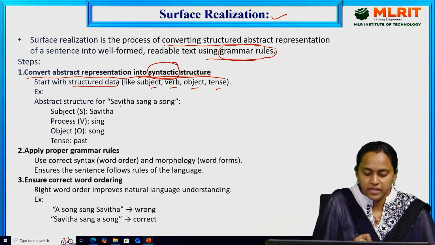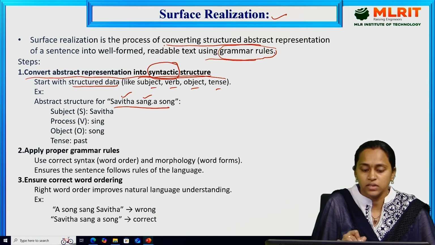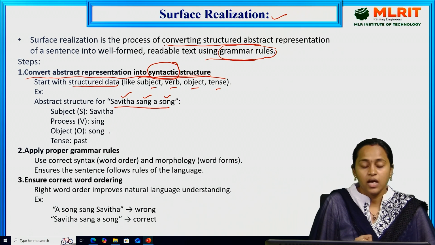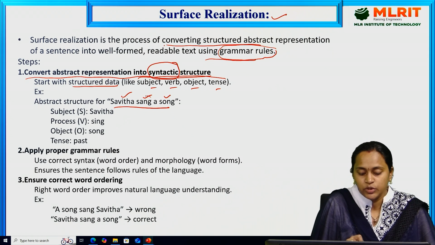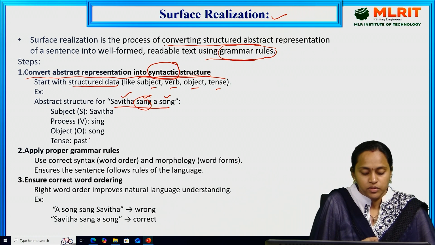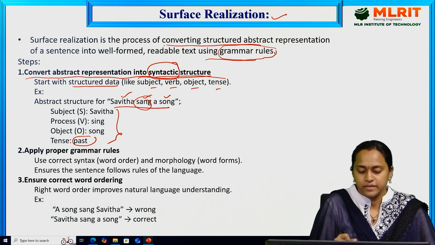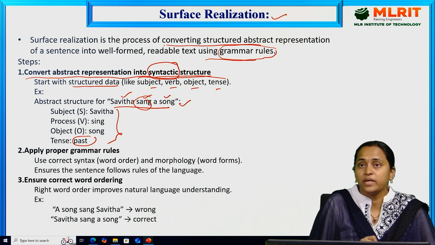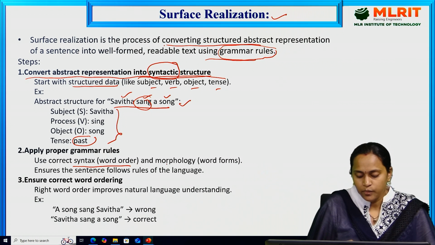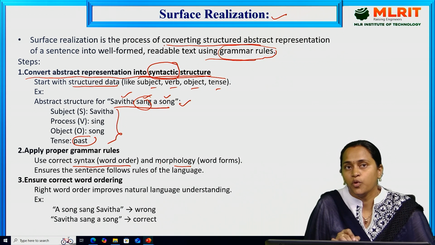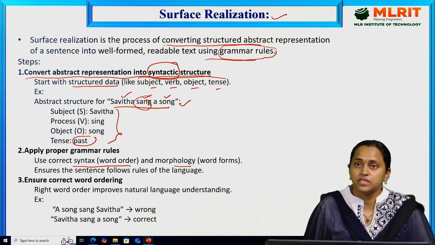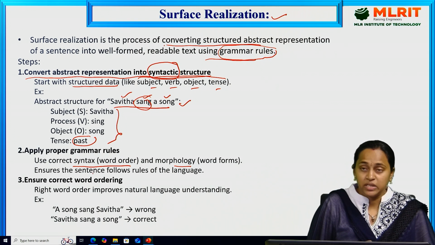So here the sentence is 'Savita sang a song'. The subject is Savita and sang is the process, that means singing, right? Song is the object. So she did the singing, and the tense is past tense. This is the evaluation of the sentence: apply the proper grammar rules, so the sentence is correct and morphologically sound. What morphology and word order mean, we discussed in previous videos. Please go through them and ensure that the sentence follows the rules of the language.